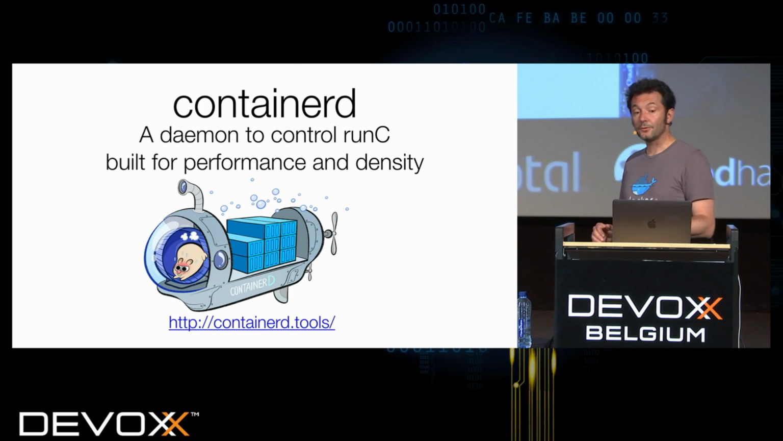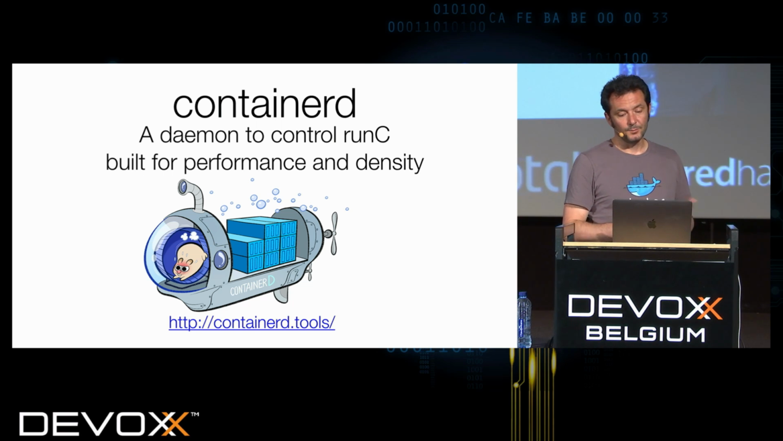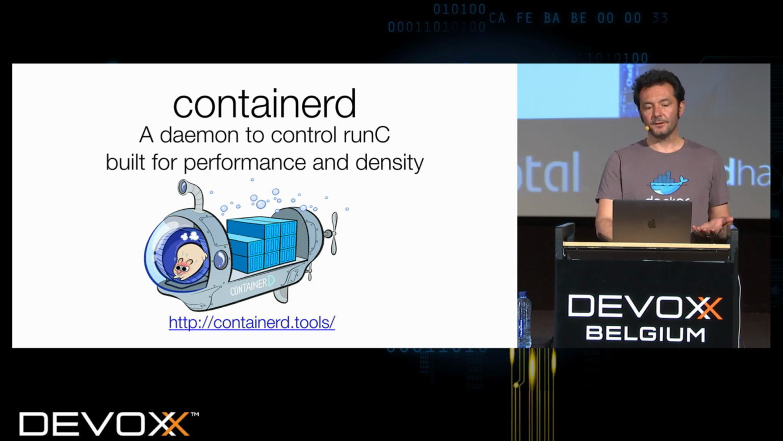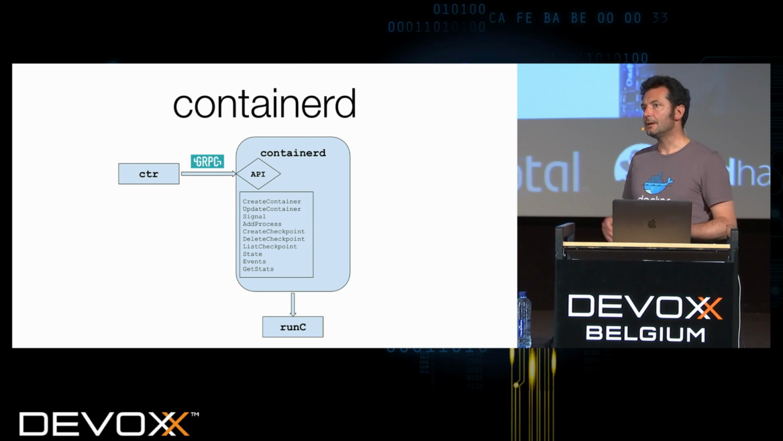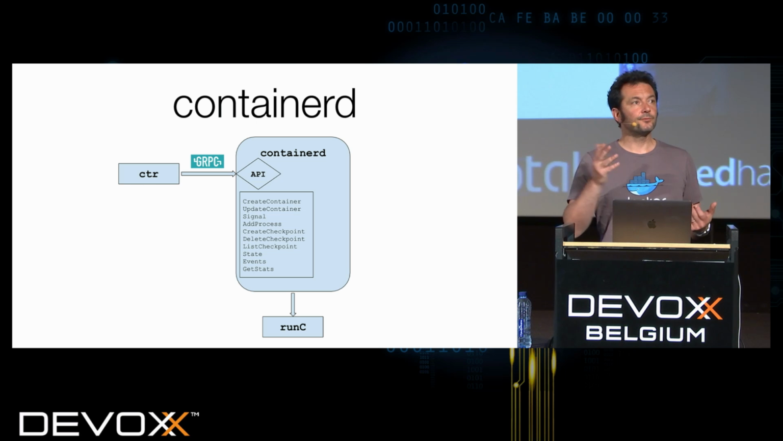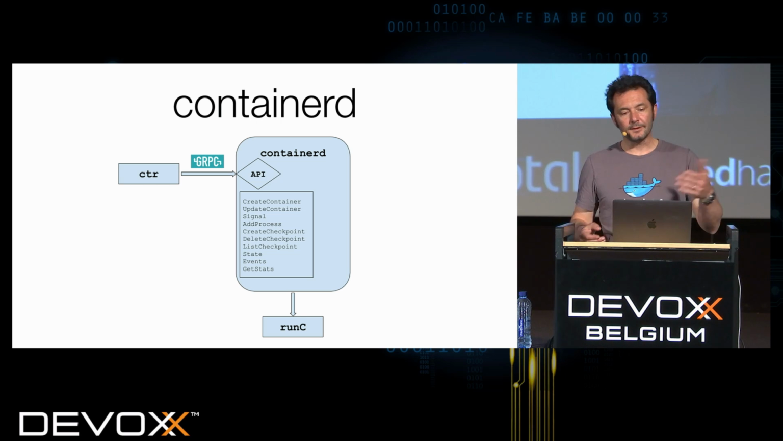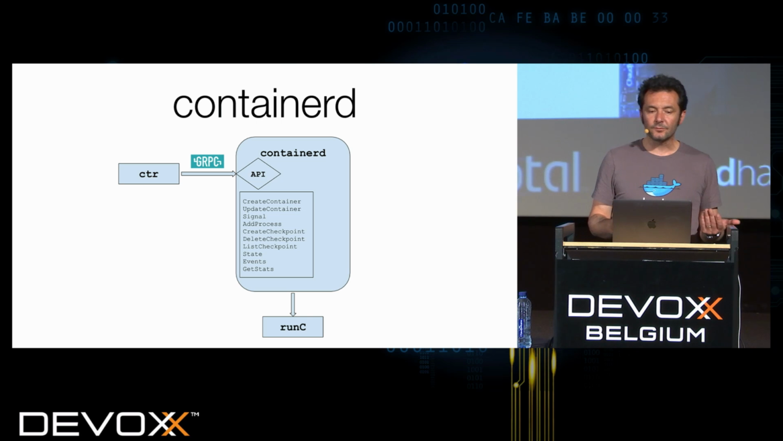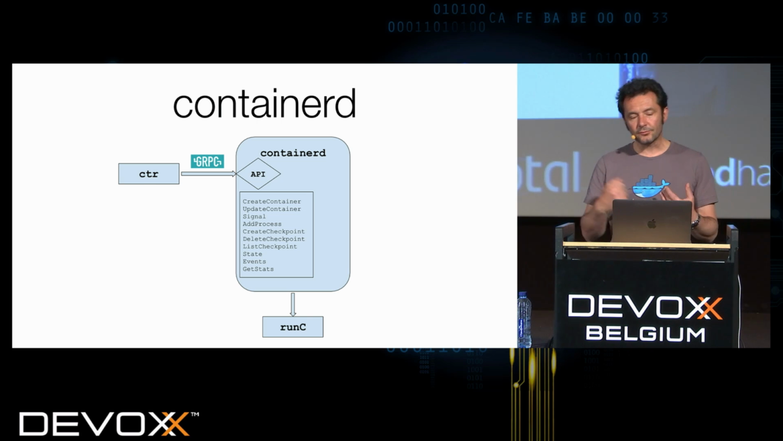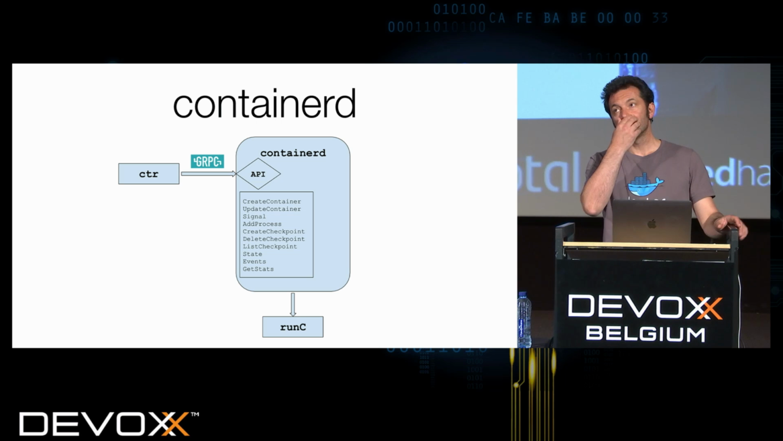Then containerd. So containerd is a daemon that controls runc. It's built for performance, and that's what Docker is using to create containers. Essentially, it's a daemon written in Go that exposes a gRPC interface to control the daemon. And the kind of calls that you can make to that daemon is to create a container, update one, send it a signal, adding a process into it. Checkpoint and restore, I think, is making its appearance in Docker.